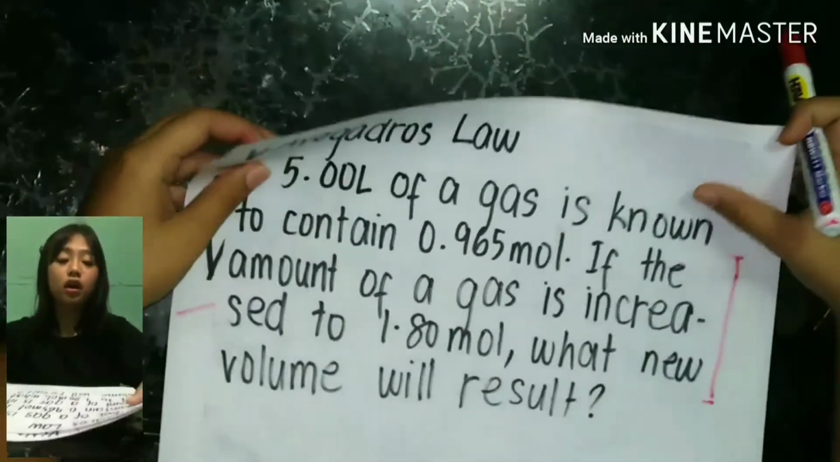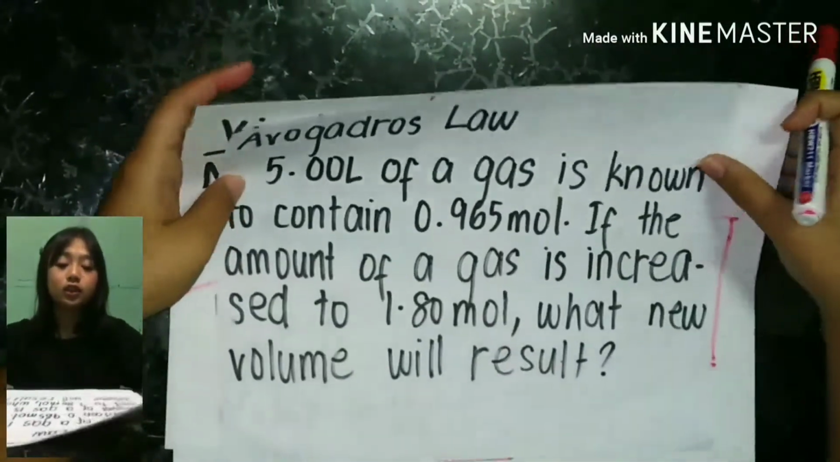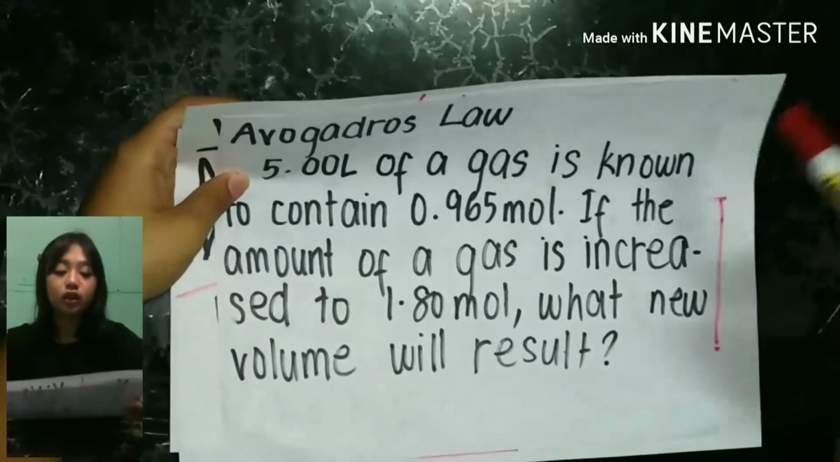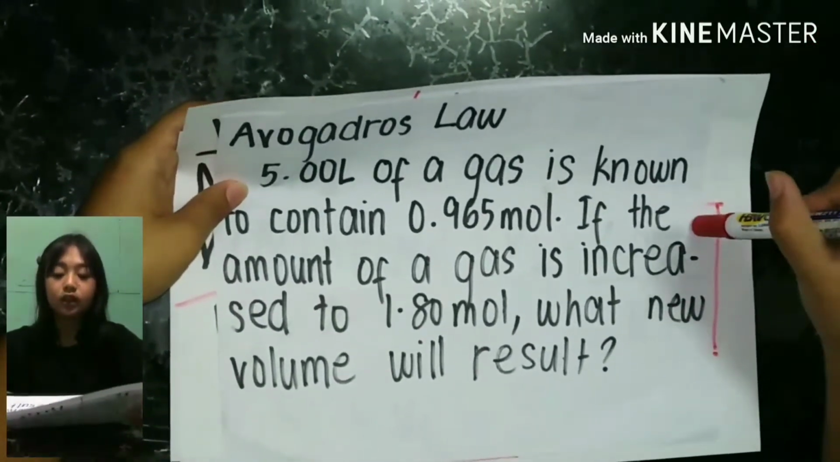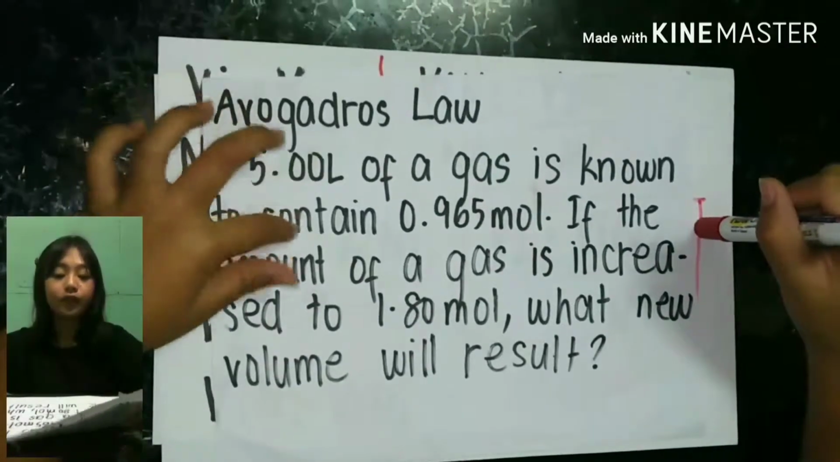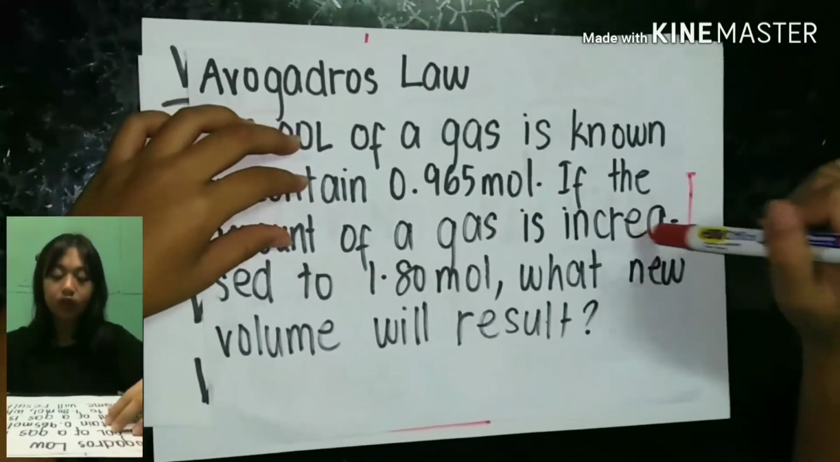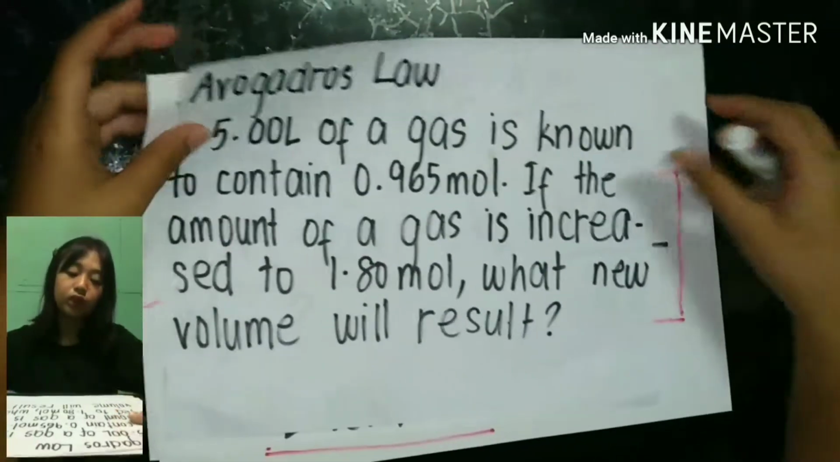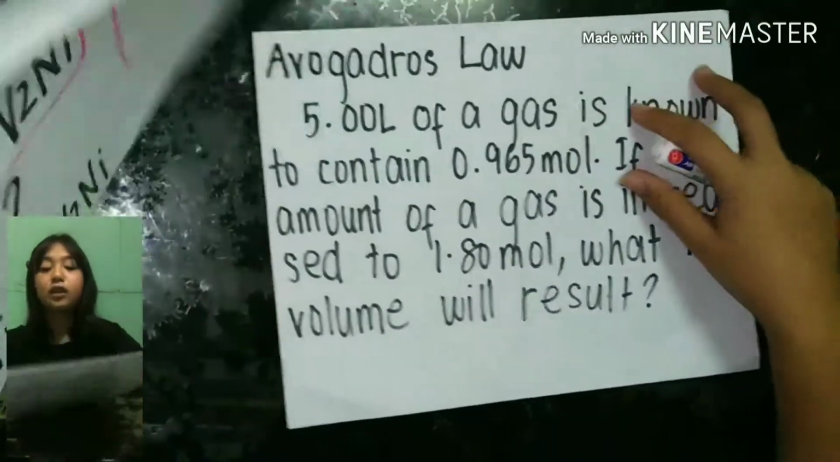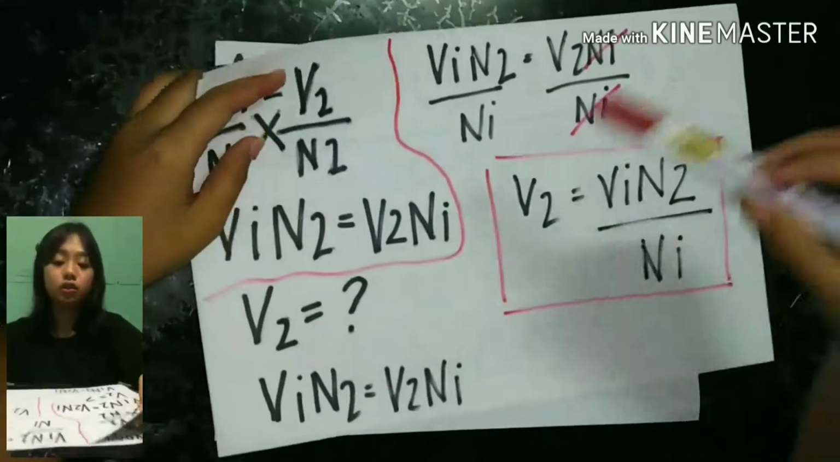I have a question here for Avogadro's law. 5.00 liters of a gas is known to contain 0.965 mole. If the amount of gas is increased to 1.80 mole, what new volume will result? Let's first derive a formula for our question.